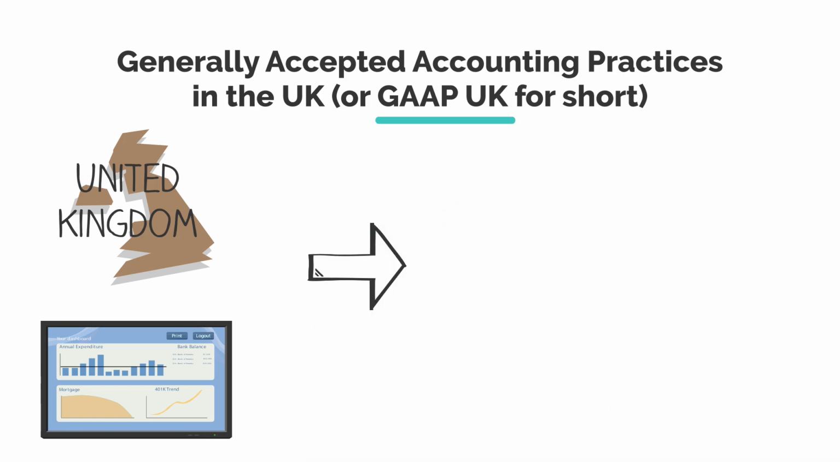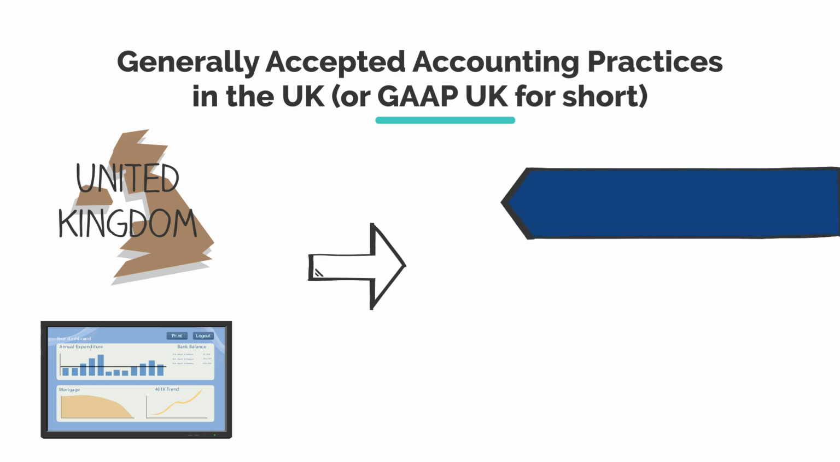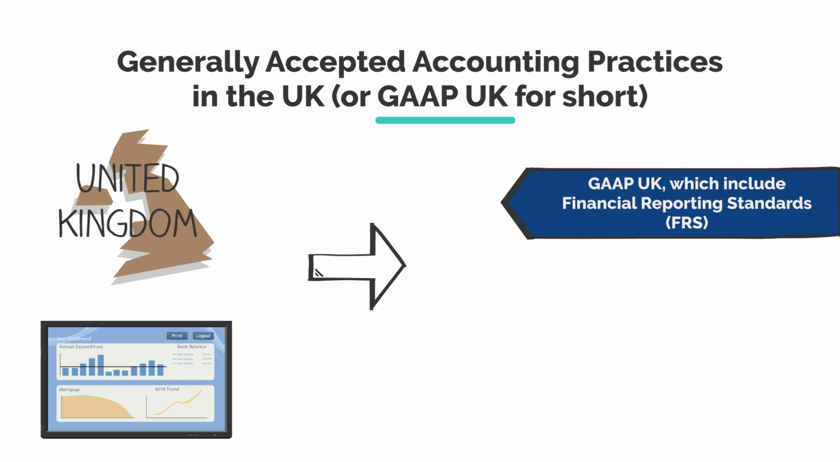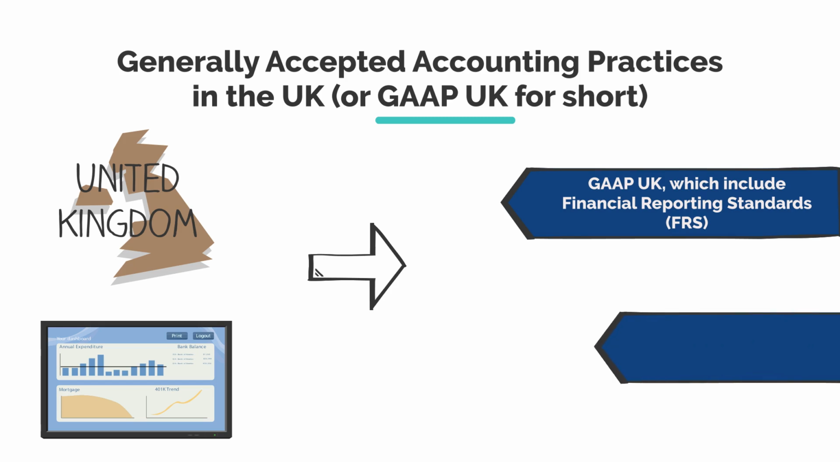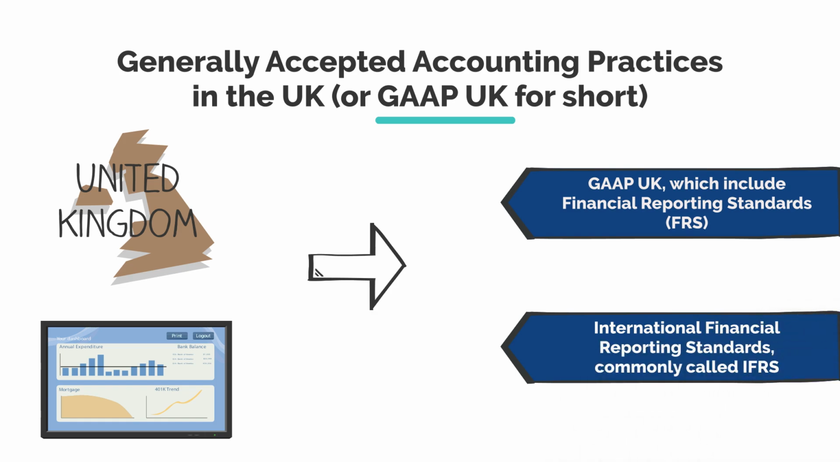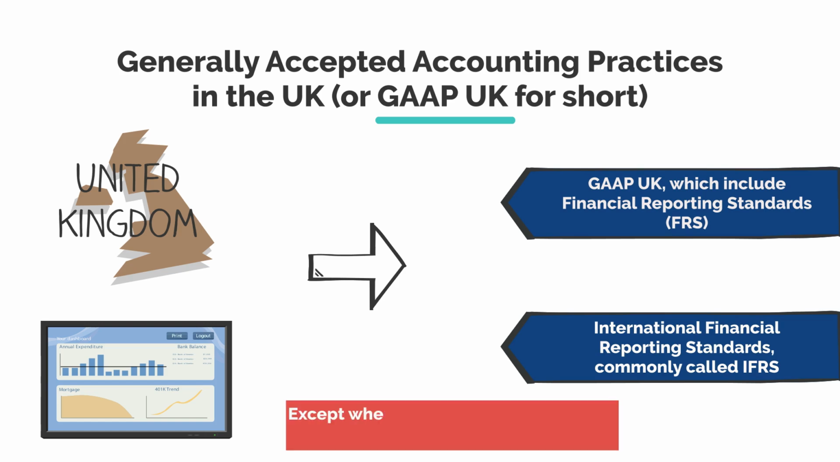Within the UK, there are typically two routes for a company in regards to the accounting standards used. These are UK GAAP, which includes financial reporting standards issued by the Financial Reporting Council, and International Financial Reporting Standards, commonly called IFRS. According to UK Accounting Plus, except where IFRS accounting standards are mandated, UK companies may opt to prepare their financial statements in accordance with either UK GAAP or IFRS accounting standards.